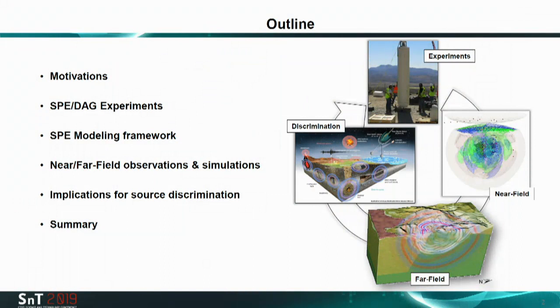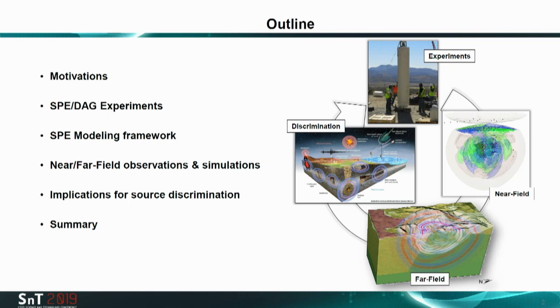Here's the outline. I'll talk about the motivation, the source physics experiment, and the SPE modeling framework. Then I will show some results about the near field and the far field observation and simulation. And I will summarize with some implications for source discrimination.